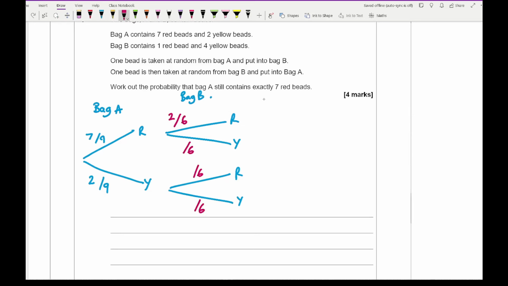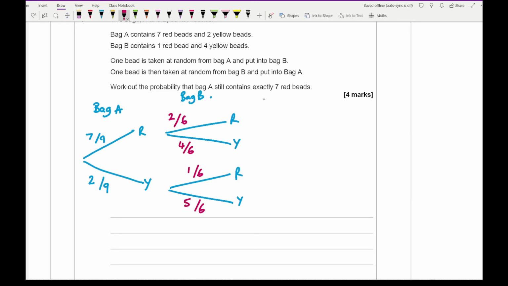So from this, if there's 2 out of 6 that are red, then 4 out of 6 are going to be yellow. Then if I've selected a yellow bead from bag A and put it into bag B, they're also going to have 6 beads. And if I've already put a yellow one, then I'm going to have 1 red one, and I'm going to have 5 yellow.